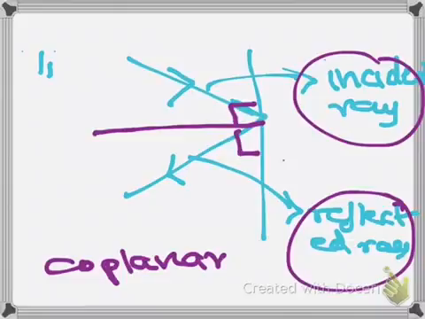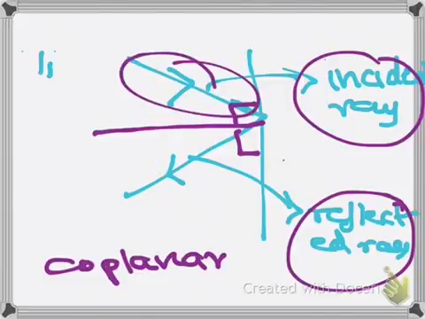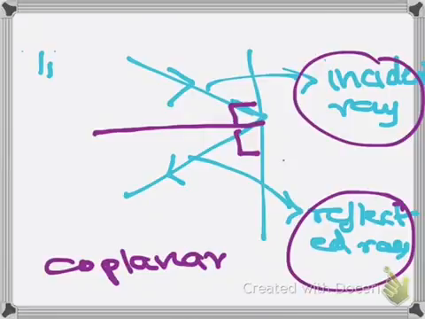Alright, and of course, there's this third law, that the incident ray and the reflected ray lie on two different sides of the normal. They never lie on the same side. So the incident ray is like here, which is on one side of the normal, so the other has to be on the other side of the normal. They are never on the same side.